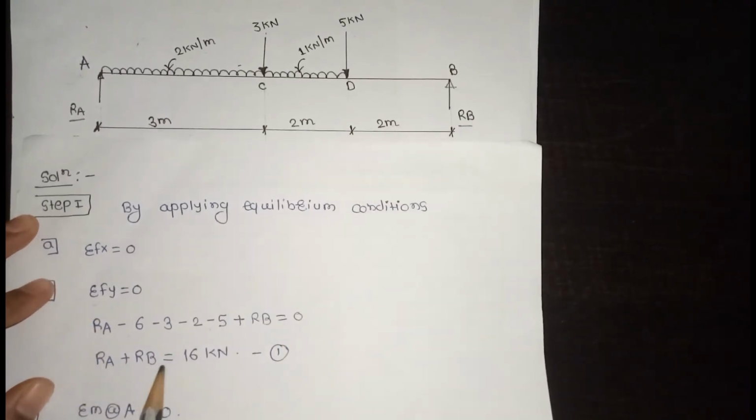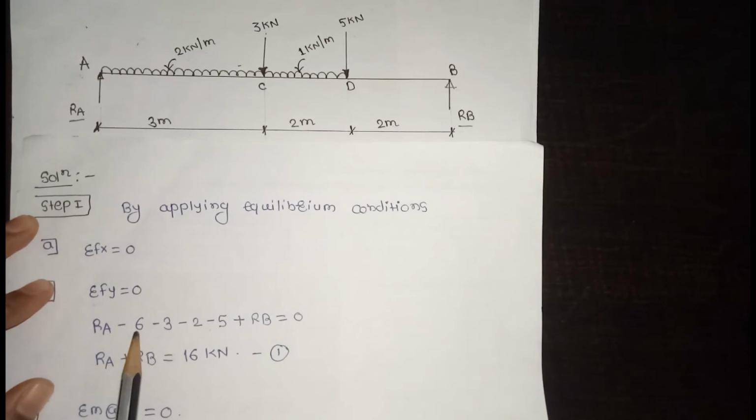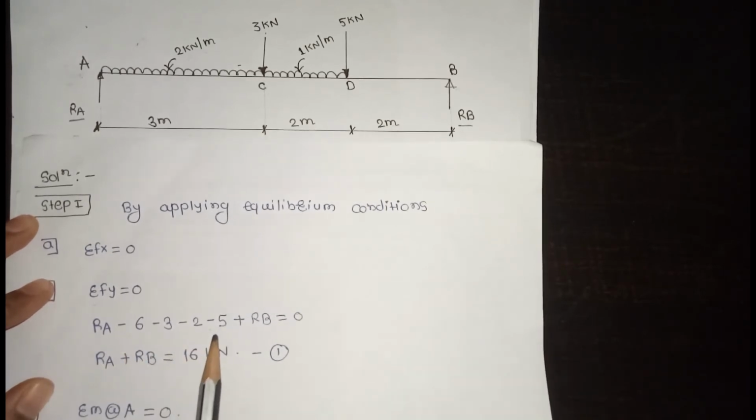Therefore RA plus RB is equal to 16. 6 plus 3, 9 plus 2, 11 plus 5, 16 kN. This is equation 1.